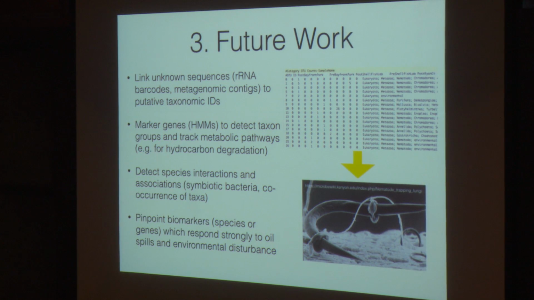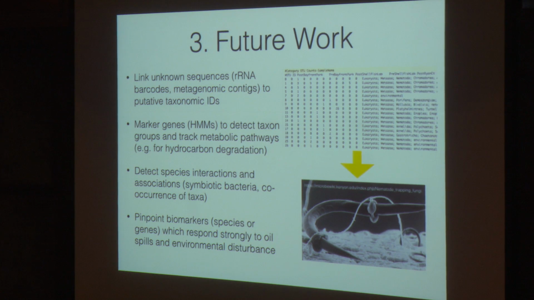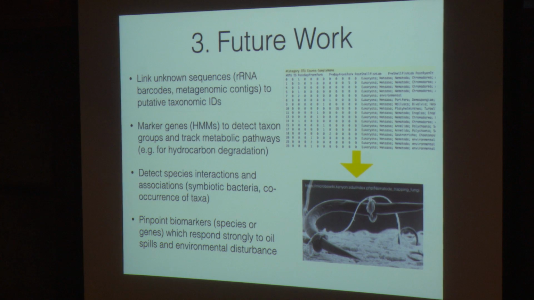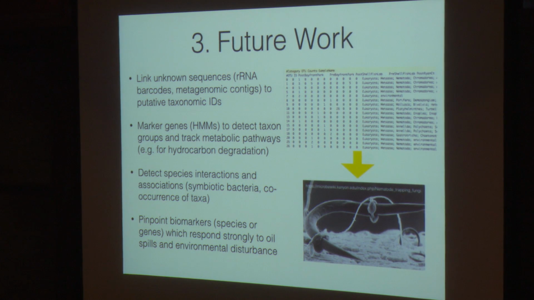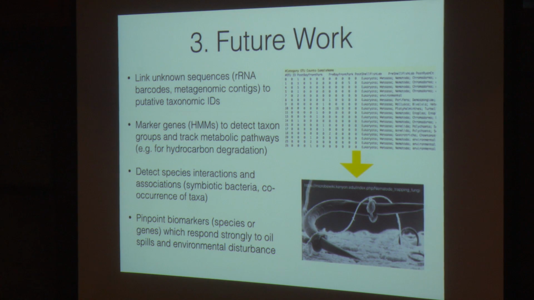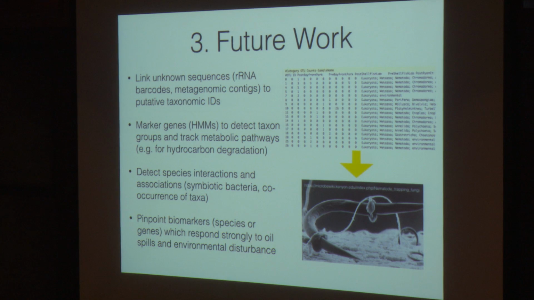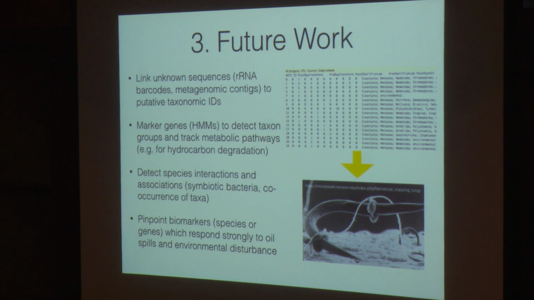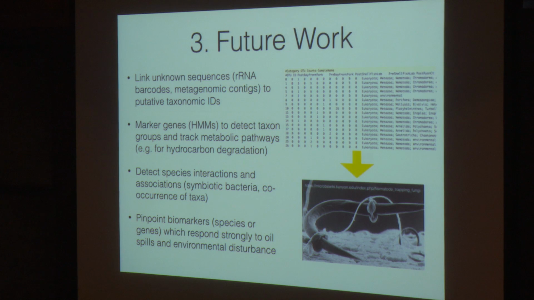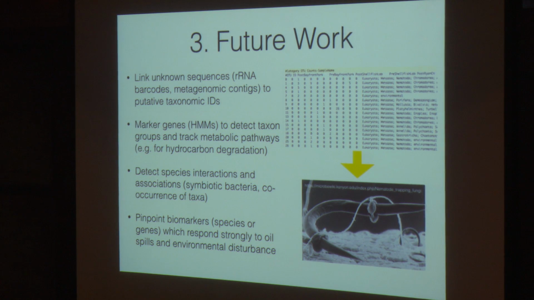And particularly of interest for the Gulf of Mexico grant is to really pinpoint biomarkers, so either species or genes, which respond strongly to oil spills and environmental disturbance. Nematodes, there is literature out there which says nematodes are very good indicator organisms for things like oil spills because they have a mix of life histories and differential tolerances to oil spills, so some species are more sensitive than others. So hopefully we can validate that with molecular data and put forward some sort of standard operating practice for government agencies to use genomic tools.